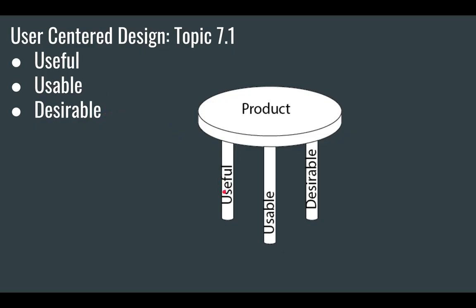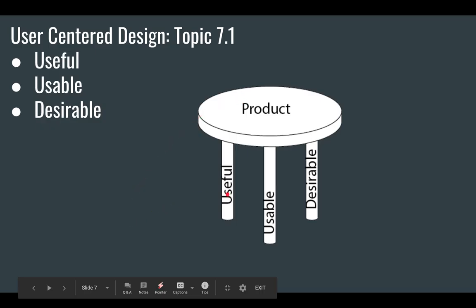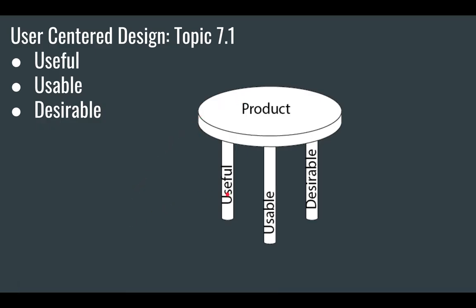So you might have a usable and desirable product, but if it's not useful, then one of these legs gets removed, and basically that product is not viable within the marketplace. And the same thing goes for all of them. You might have something that's useful and desirable, but not usable, then of course that product's probably not long for the marketplace.